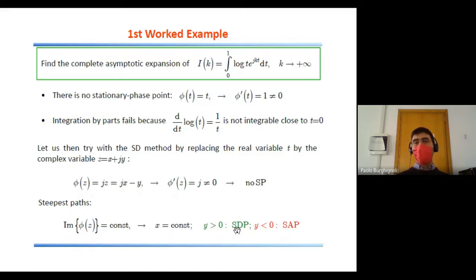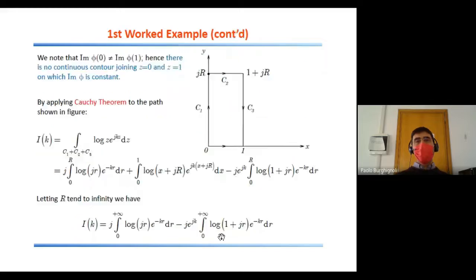Okay, so we will integrate along the steepest descent paths (SDPs). However, note that the imaginary part of phi at the left-hand point, 0, is different from the imaginary part of phi at the right-hand point. So those two points do not belong to the same path of steepest descent.